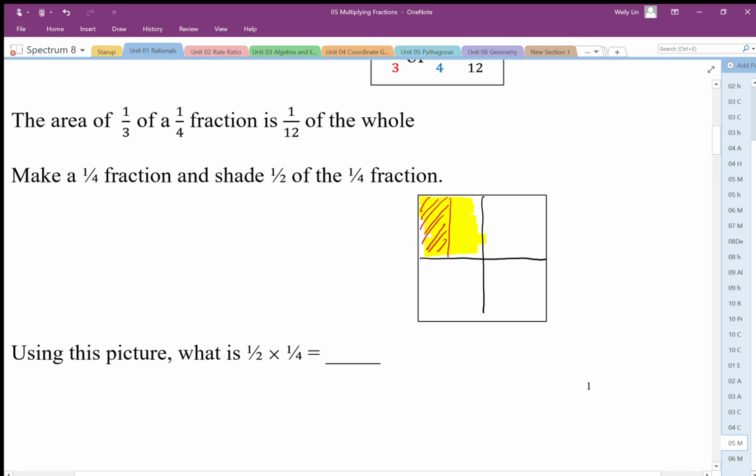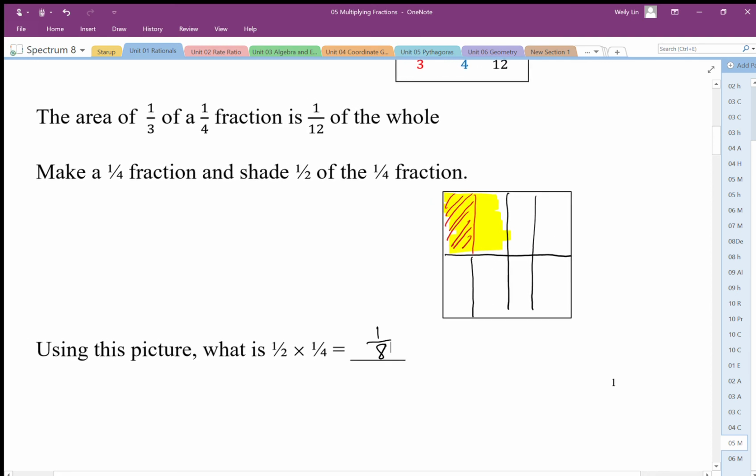So what does that represent in terms of the whole? If I were to chop this up, I want all the same size pieces here. I've got 1, 2, 3, 4, 5, 6, 7, 8. I have 1 out of 8 pieces, and that gives me my answer to 1/2 of a 1/4 fraction, or in other words, 1/2 times 1/4. So that's how most of us have been introduced to fraction multiplication, using this idea that in all multiplication we can replace the times with the word of, and that helps us understand what the fraction multiplication may look like.